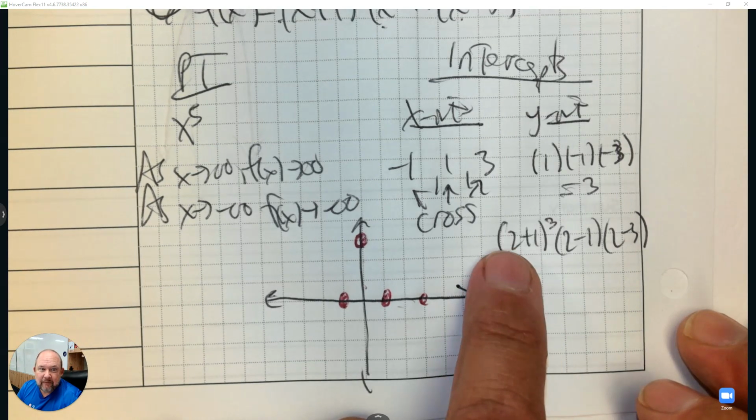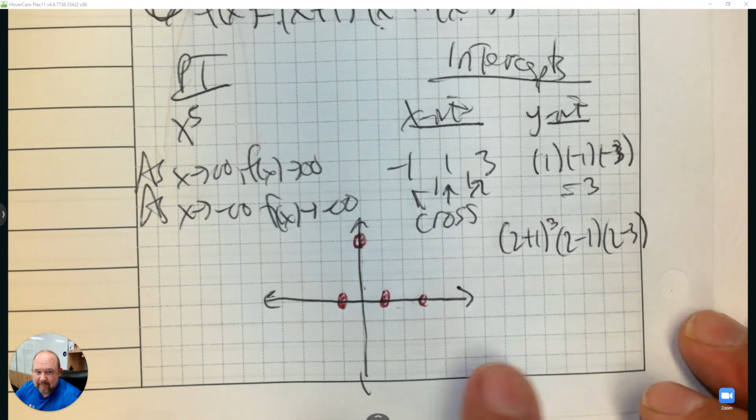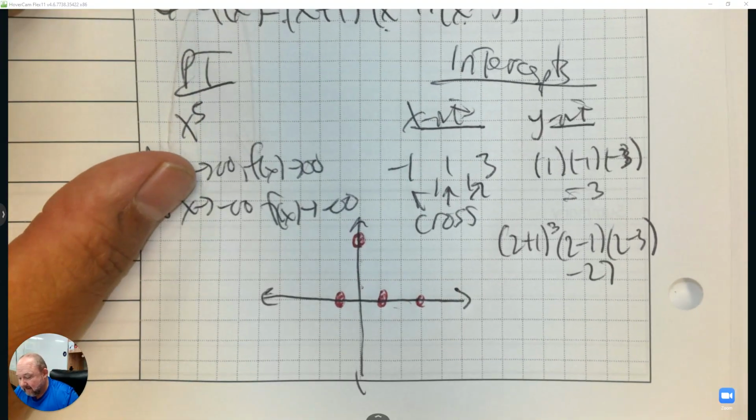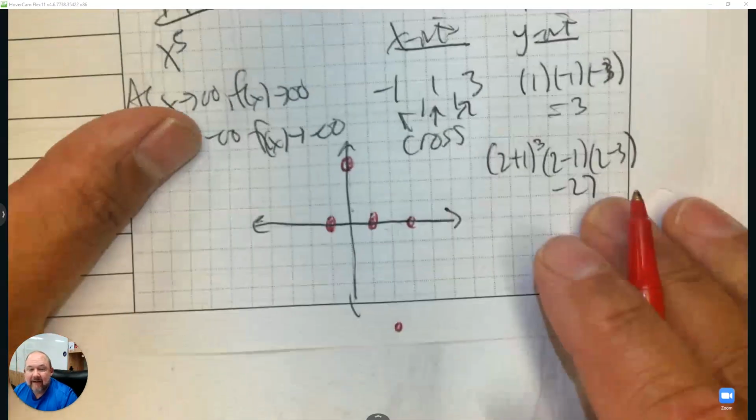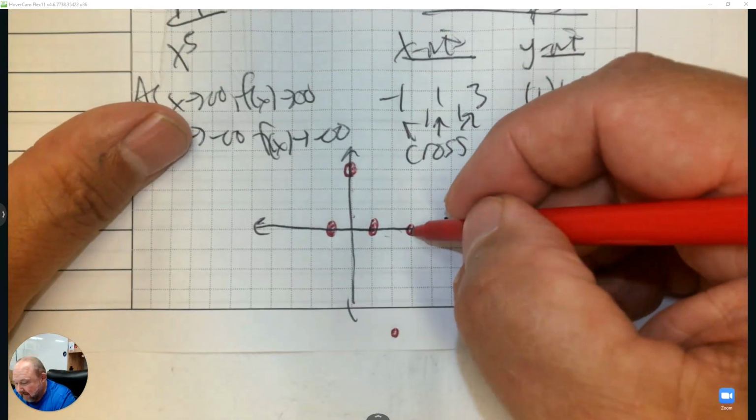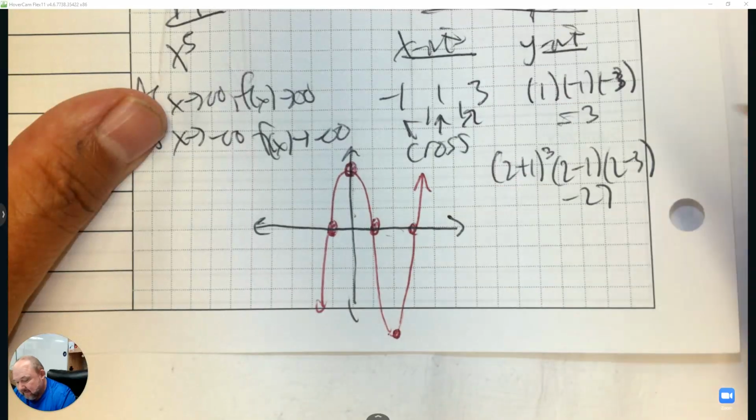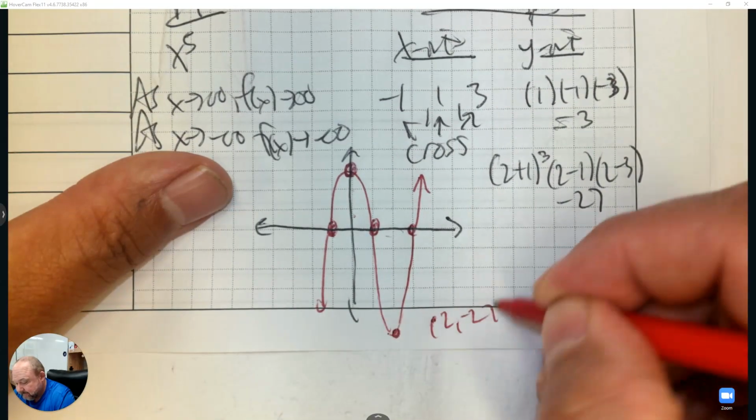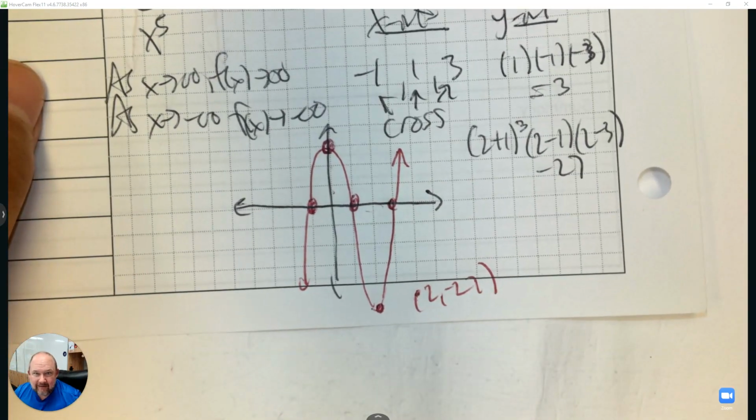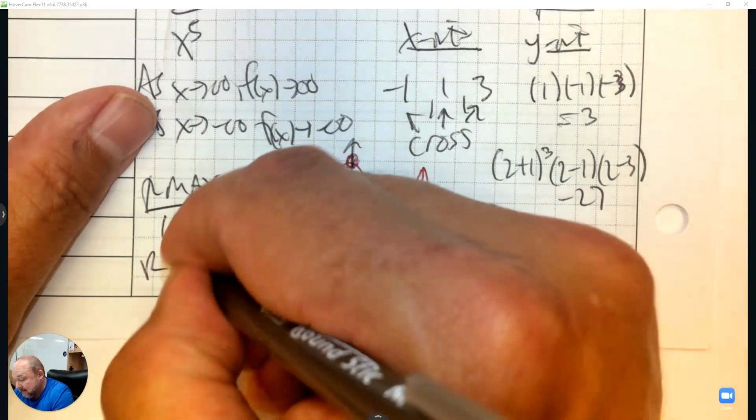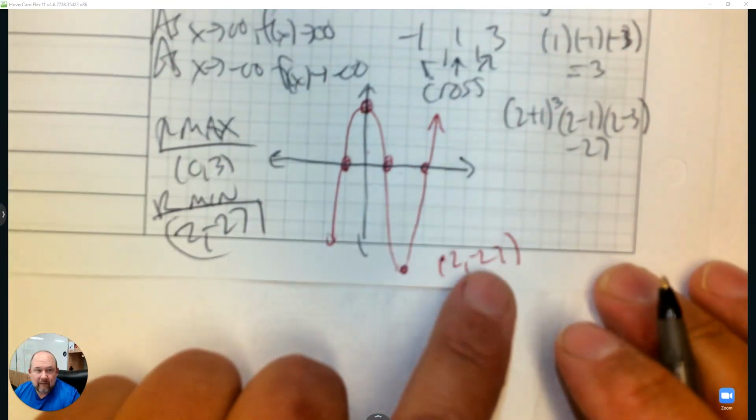So 2 plus 1 is 3, and 3 cubed is 27. And it'll end up being negative 27. I'm not counting down to negative 27. It's down there. I'm going to put it right here. And I'm going to say, hey, that's negative 27. I know the right end goes up, the left end goes down, and that turning point right there is negative 27. And that's okay. It's not quite to scale. It's going to be okay. So the relative maximum is here at 0 and 3, and the minimum was way down there, which is at 2 and negative 27 that we got here.